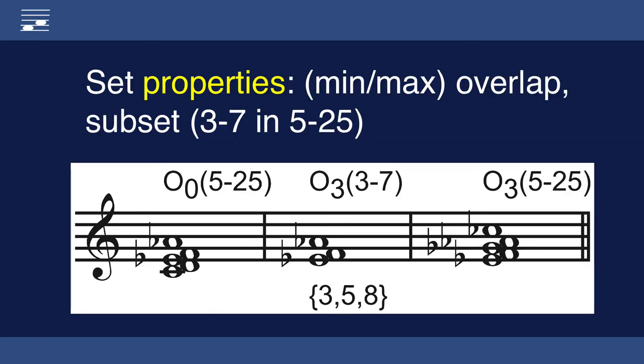In the example music cue, I will use pitch class set properties, such as minimum or maximum overlap and the subset property. Transposing the original set 525 on the left by 3 semitones, as shown on the right, we obtain the 3 overlapping pitches in the center. These form the set 37 subset of 525.